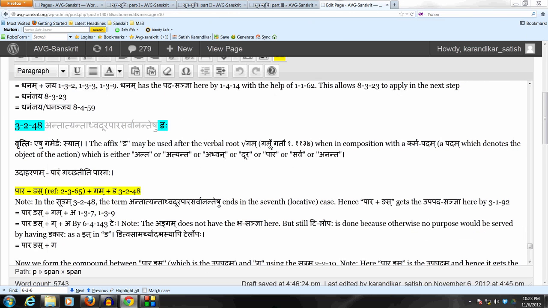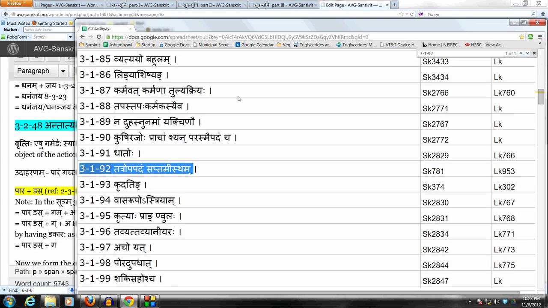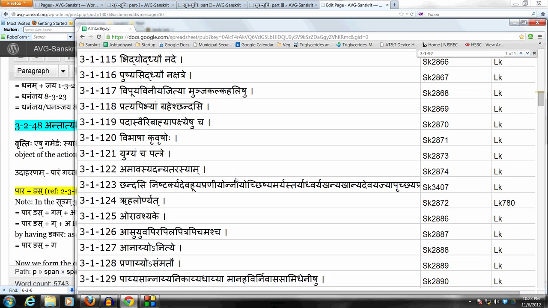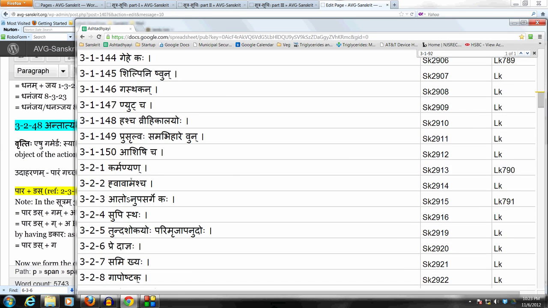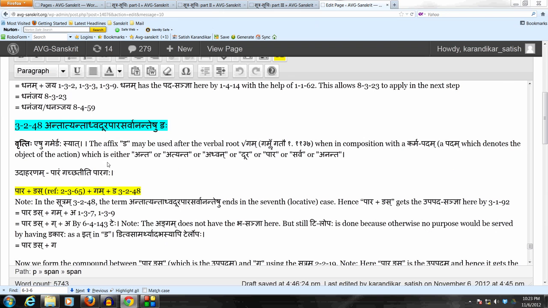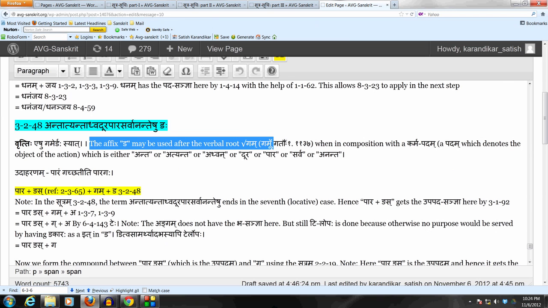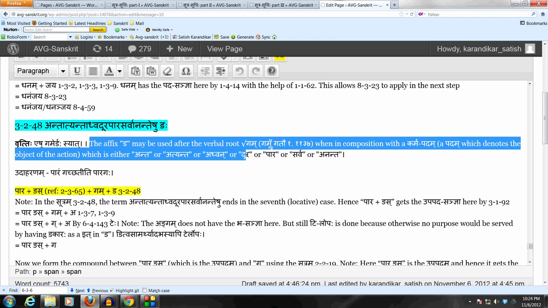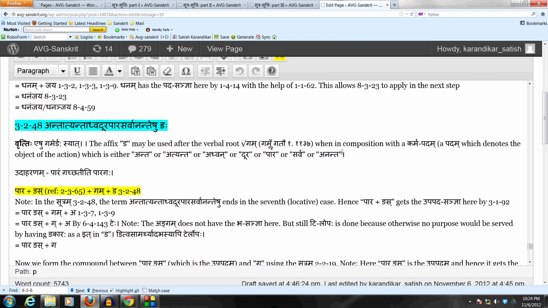And anuvritti of karmani is coming down from 3 to 1 karmanyan. So it has to be a karma padam. So one of these has to be the object of the action, in this case going, object of going, that to which somebody is going. So the meaning of the sutram becomes: the affix da may be used after the verbal root gamrgatau when in composition with a karma padam, which is the object of the action, which is either anta, atyanta, advan, dura, par, sarva, athava, ananta. So when one of these is the upapadam, it also has to be a karma padam, it has to be the object of the action. Then this dhatu gam can take the affix da.